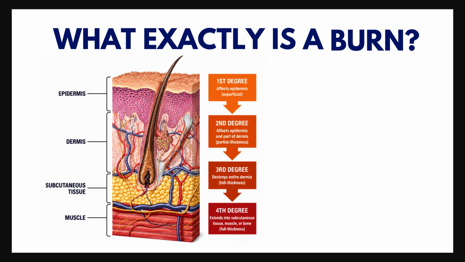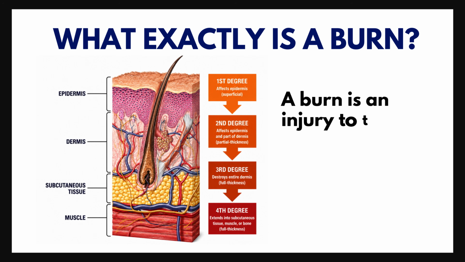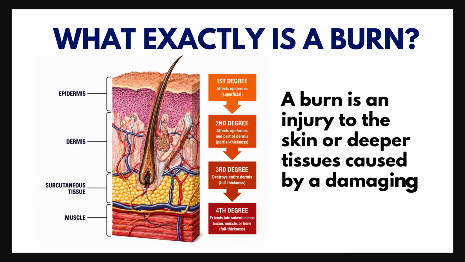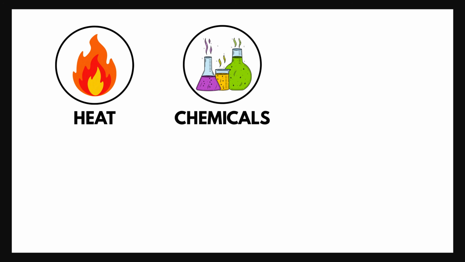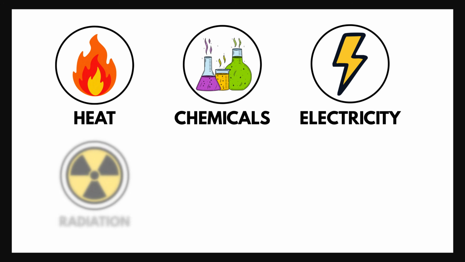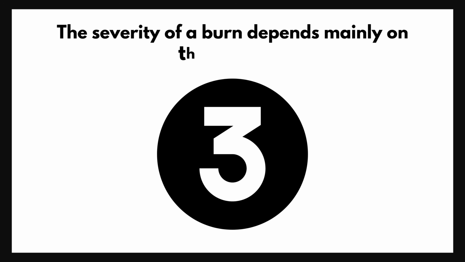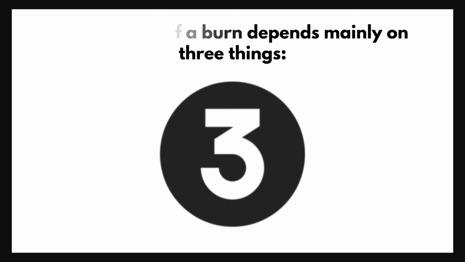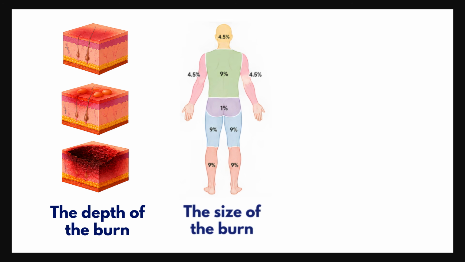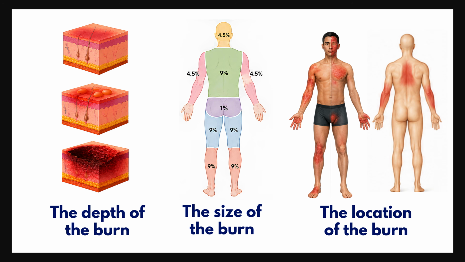So what exactly is a burn? A burn is an injury to the skin or deeper tissues caused by a damaging source. The source may be heat, chemicals, electricity, radiation, friction, or extreme cold. The severity of a burn depends mainly on three things: the depth of the burn, the size of the burn, and the location of the burn.